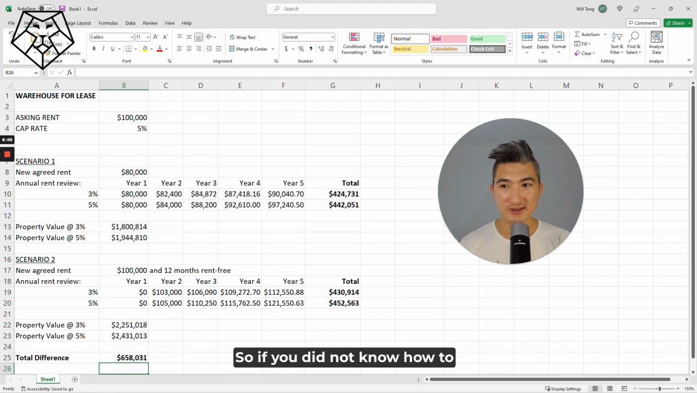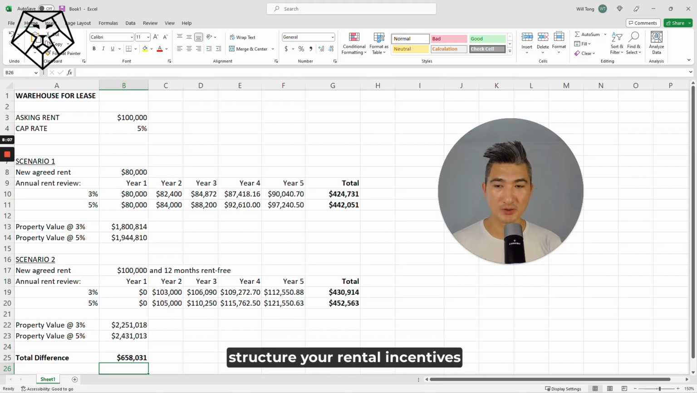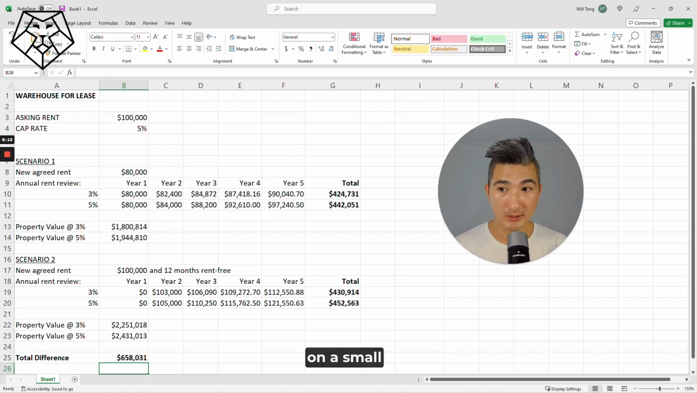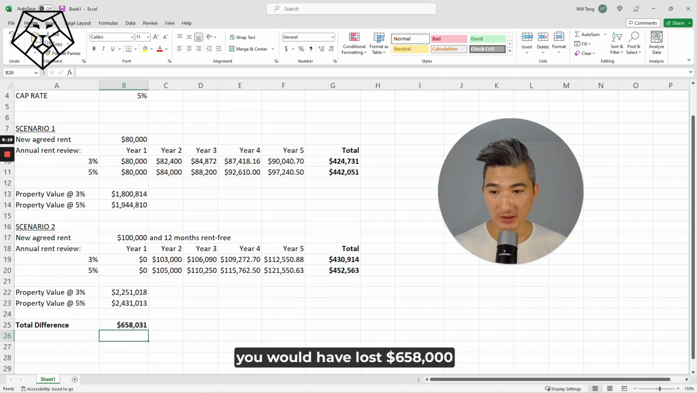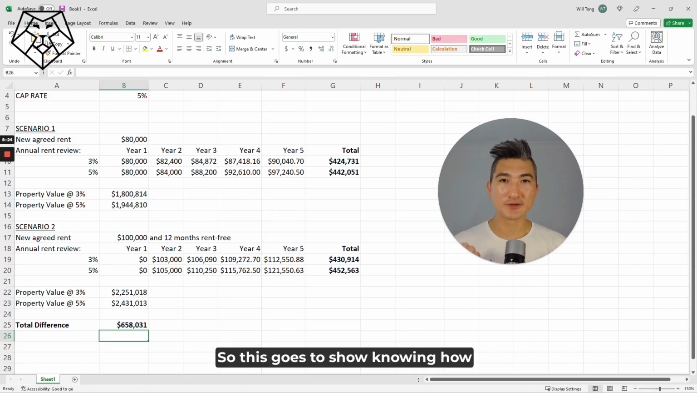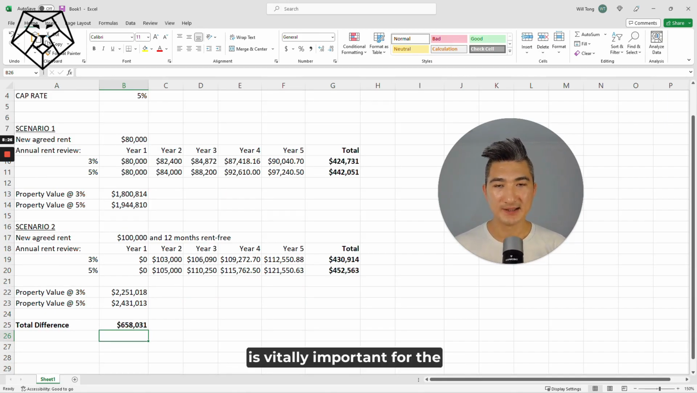So if you did not know how to structure your rental incentives and rental reviews properly on a small warehouse property, you would have lost $658,000 in profit. So this goes to show knowing how to structure your lease properly is vitally important for the success of your commercial property.